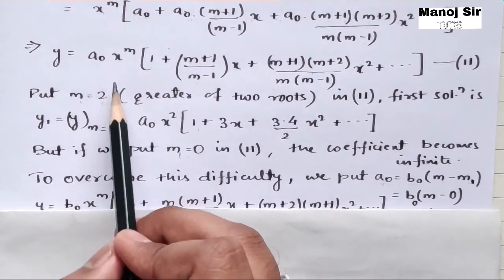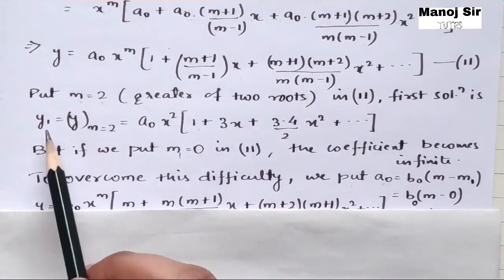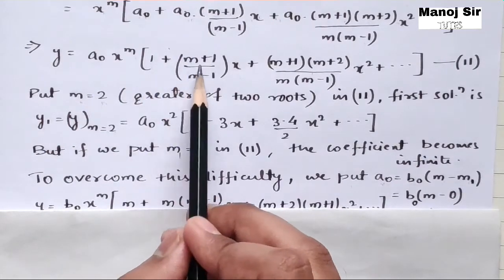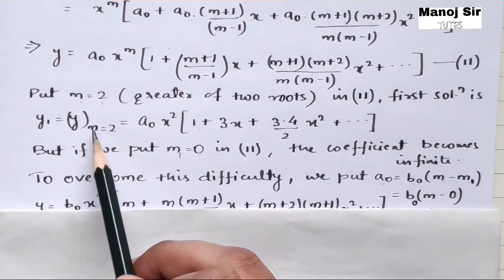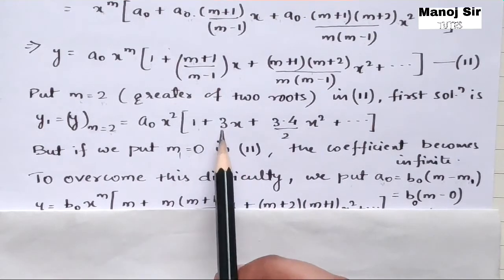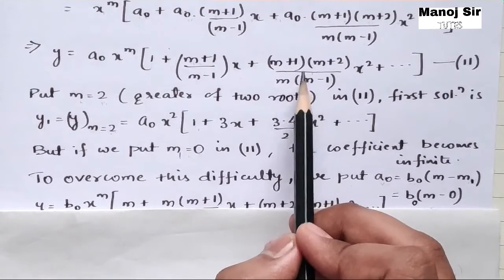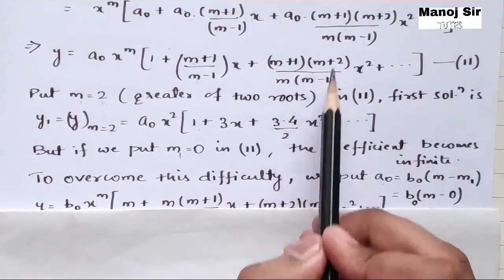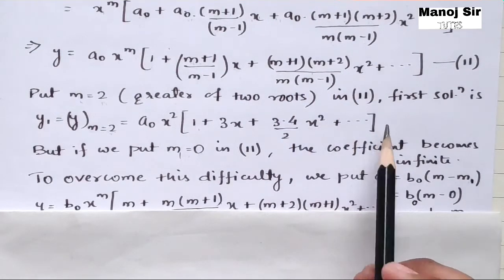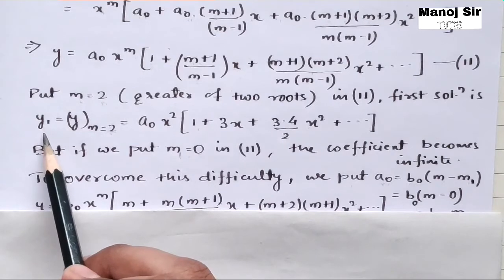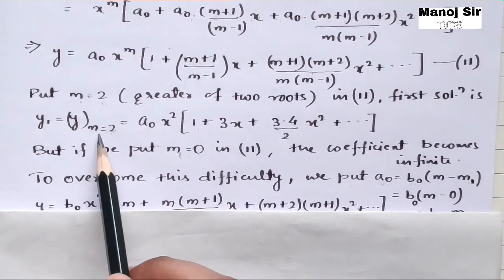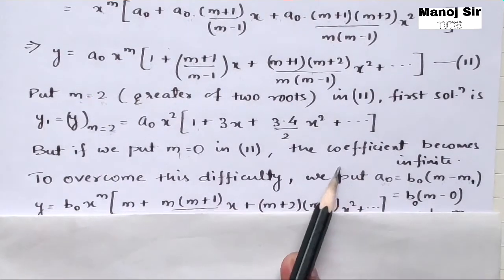If you put m equals to 2 in this equation, you will get y1 equals a0 into x to the power 2. In the square bracket we have 1 plus, since the value of m is 2, (2 plus 1) that is 3 upon (2 minus 1) that is 1, so we have 3 into x. Similarly, here (2 plus 1) that is 3, (2 plus 2) that is 4, upon 2 into (2 minus 1) that is 2, into x square plus dot dot dot. So this is my y1, which is the first solution of this equation, where m equals to 2.